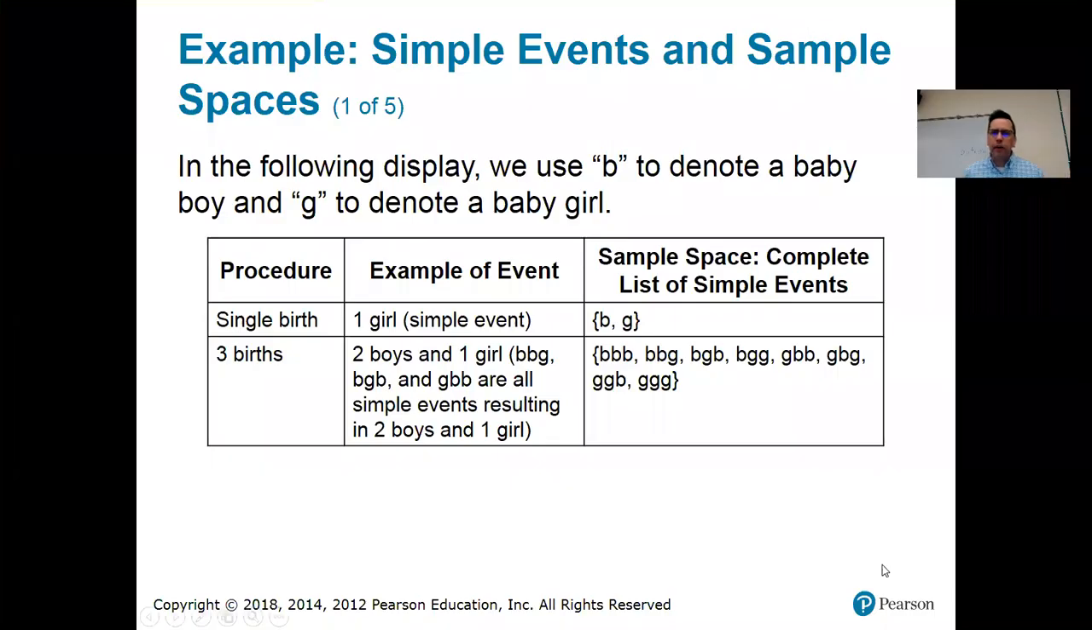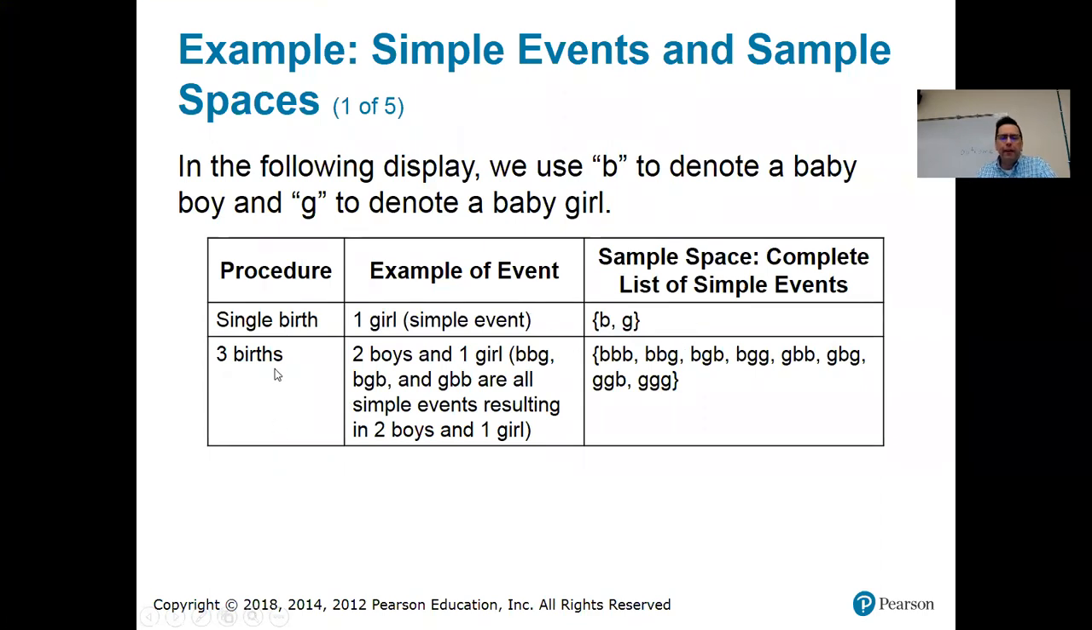Okay, so here are some examples of simple events and sample spaces. This procedure or this experiment is you look at a single birth, and an example of an event would be one girl. The sample space, which is all possible things that could happen, is either that single birth is a boy or that single birth is a girl.